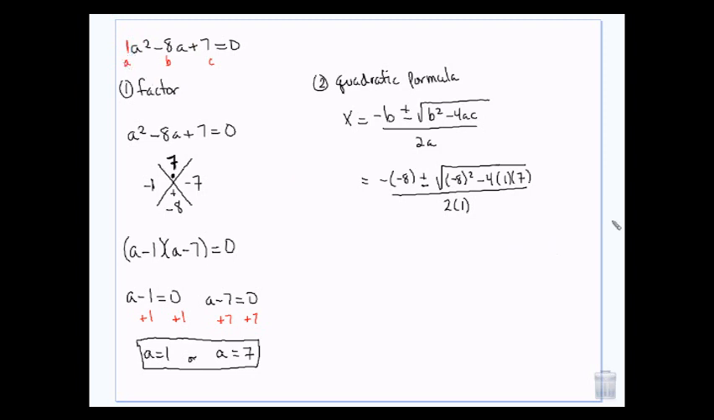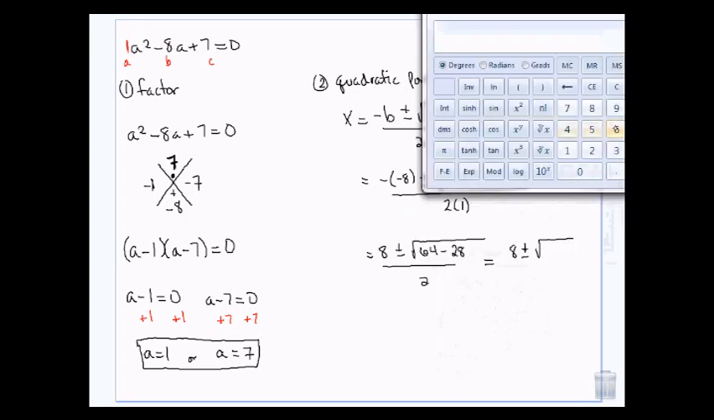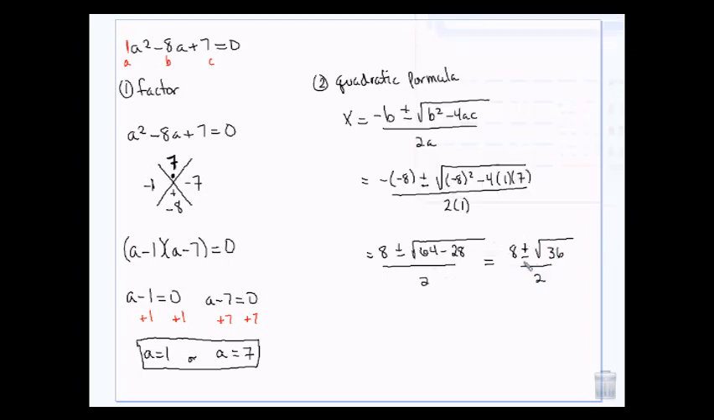So that equals 8 plus or minus the square root of 64 minus 28 over 2, which equals 8 plus or minus the square root of 36 over 2. So that equals 8 plus or minus the square root of 36, which is 6. So that's 8 plus 6 divided by 2 and 8 minus 6 divided by 2, because it's plus or minus. So I have to do both. So that's 14 divided by 2 and 2 divided by 2. So far so good? So 7 and 1.